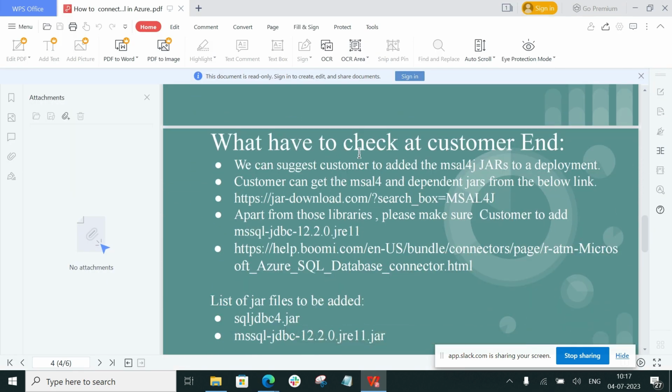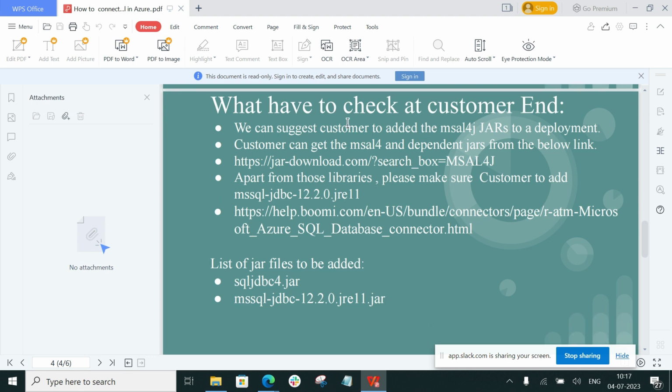Next, we have to check at the customer end. What we have to check at the customer end: we can suggest that the customer add the most important jar, the MSAL4J jars, to the deployment of the process. The customer can get the MSAL4J and dependent jars from the link below. Here is the link where the customer can get their jar files. Apart from those jar files, please make sure the customer adds MSSQL JDBC. This is the most important jar file to be added at the customer autumn level, in that particular autumn information.